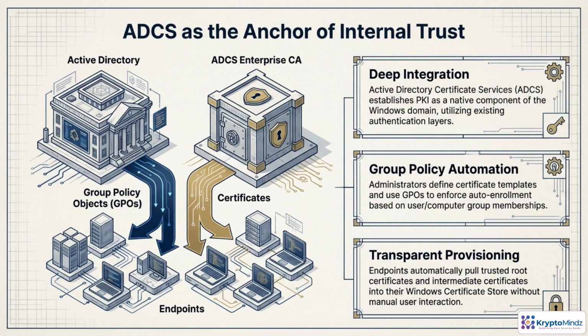Now let's look at AD certificate services as the trust engine for your Windows domain. Because it's integrated with Active Directory, it understands your users, computers, and groups, and can issue certificates that align with that identity data. As a consultant, this is powerful. You define certificate templates once, then use group policy to auto-enroll the right certificates to the right devices and users. No spreadsheets and no manual requests. Endpoints silently receive and renew certificates in the background, so VPN, Wi-Fi, web servers, and even code signing can rely on strong, consistent PKI without user effort. That combination of deep integration, policy-driven automation, and silent provisioning makes AD CS the anchor of internal trust.